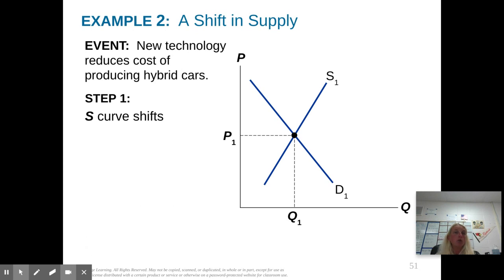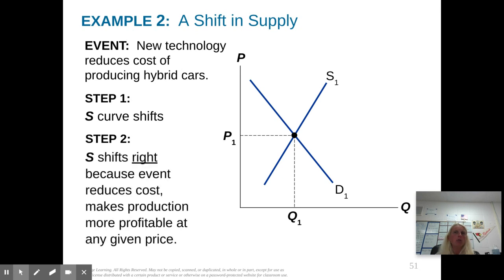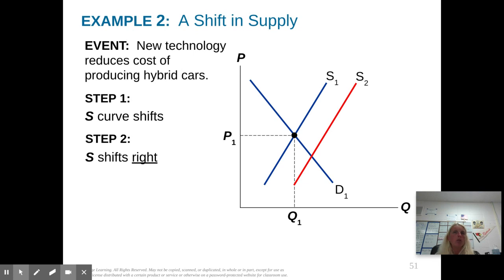All right. So now that we know it's a supply curve, step two is which way does it move? So when we're looking at this, if you own a business, would you increase your supply knowing you could produce your products at a lower cost? And the answer is absolutely yes. So the whole curve is going to shift to the right. Remember, this has nothing to do with the price of hybrid cars. It has everything to do with a non-price determinant, in this case, technology, which shifts the line.